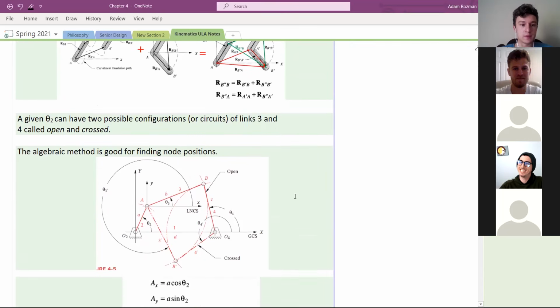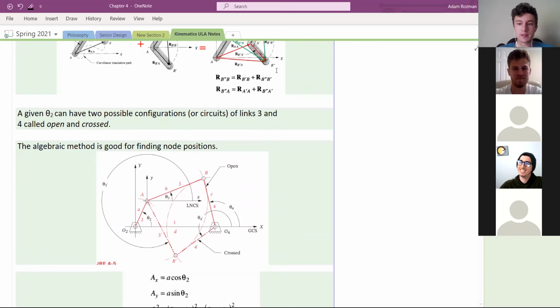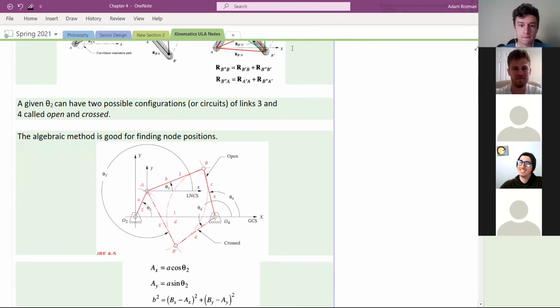Okay, I'd also been getting some questions about open and cross positions. Often 4 bars will give you this theta 2 angle here. However, for some configurations, there are two different positions of links 3 and 4 that can satisfy that theta 2. And we call them open and crossed.